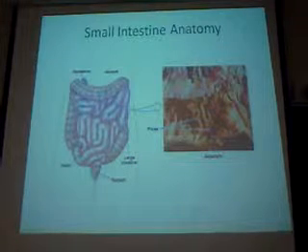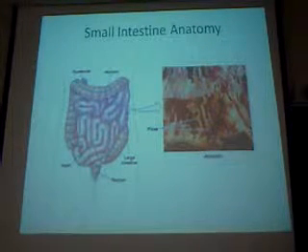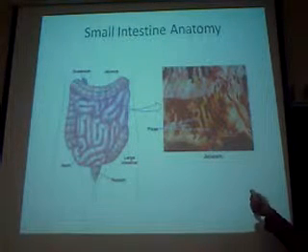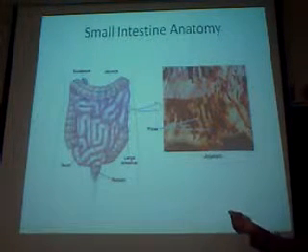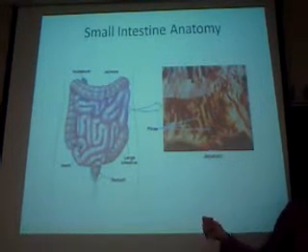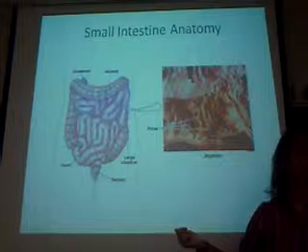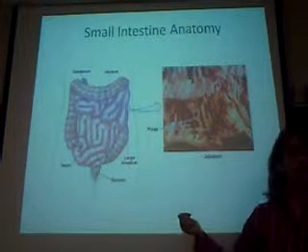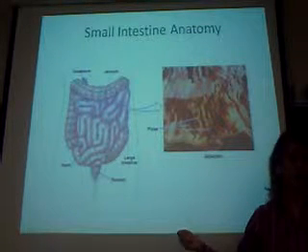What is the name of the sphincter that separates stomach from small intestine? Pyloric, good. And then, of course, the one that connects your small and large intestines is what? Ileocecal. They sometimes call it the ileocecal valve. It's still a sphincter, but its job is to regulate the passage of food from small to large intestine.